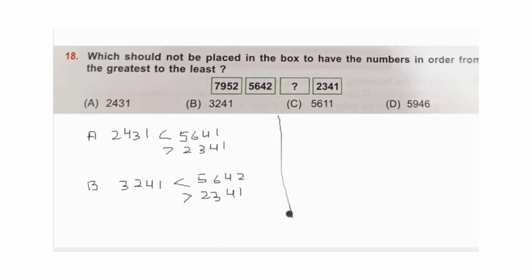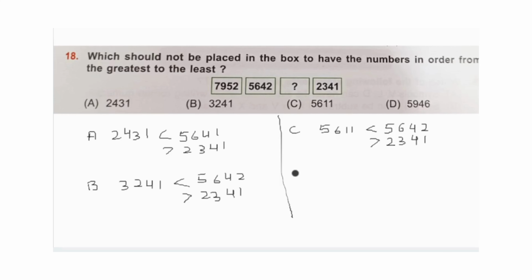Now let's go to option C. Option C is 5611. This is less than 5642, which is the upper limit for our answer, and greater than 2341.